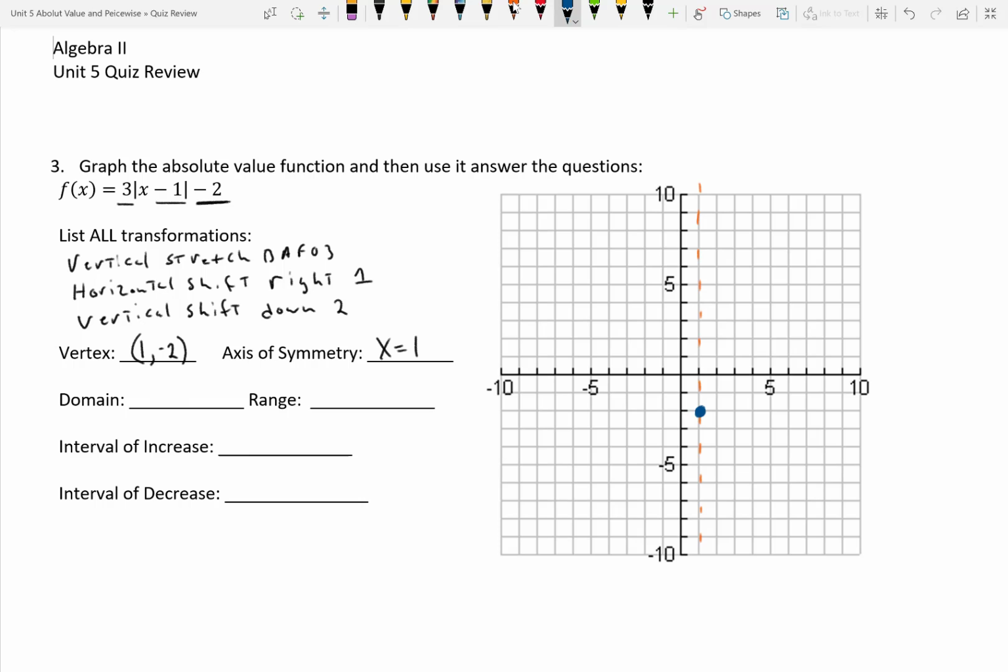We could graph several points. I'm going to use the slope to do this. I'm not going to make a t-chart. I'm going to start at my vertex. Since my a value is 3, on the right-hand side of the axis of symmetry, the slope of my line is 3, which means I go up 3 and over 1. Now I could continue doing that, up 3 over 1, up 3 over 1.